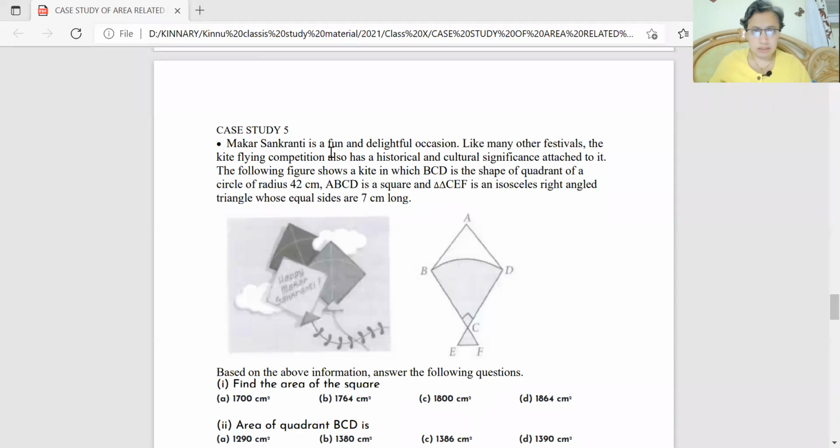Makar Sankranti is a fun and delightful occasion. Like many other festivals, the kite flying competition also has a historical and cultural significance attached to it.